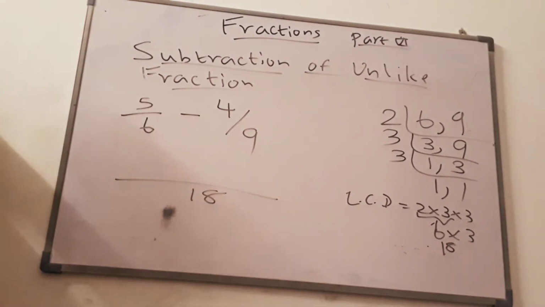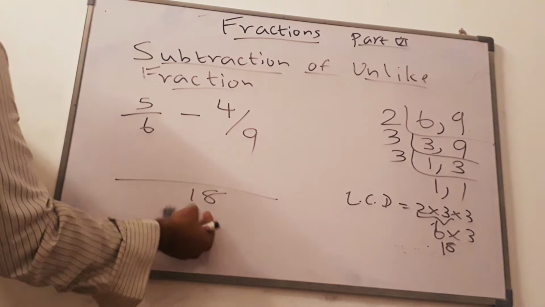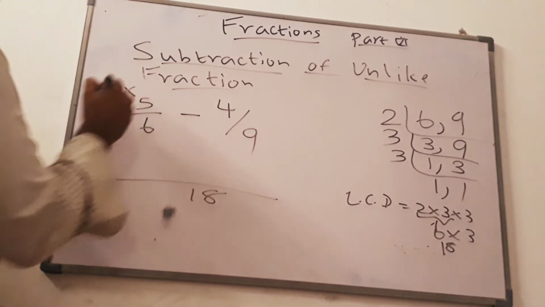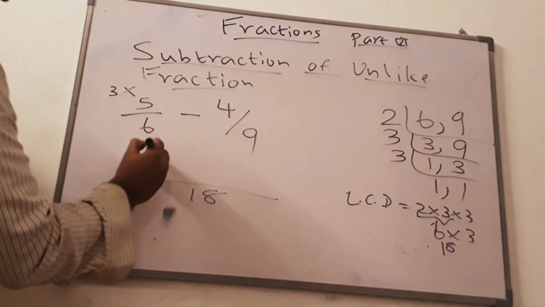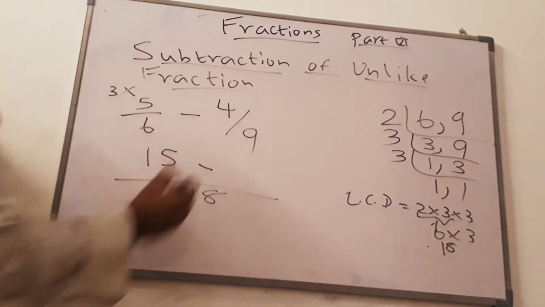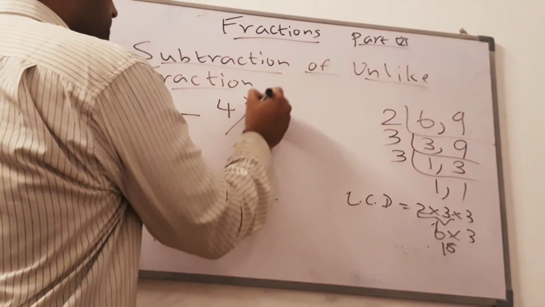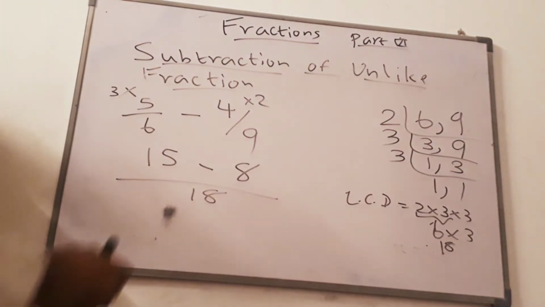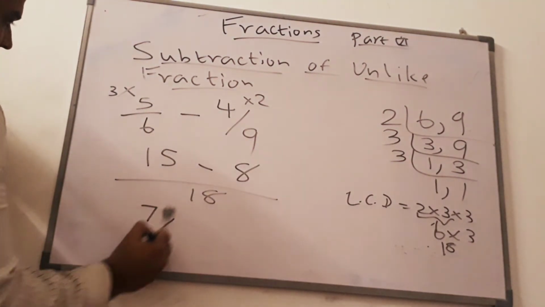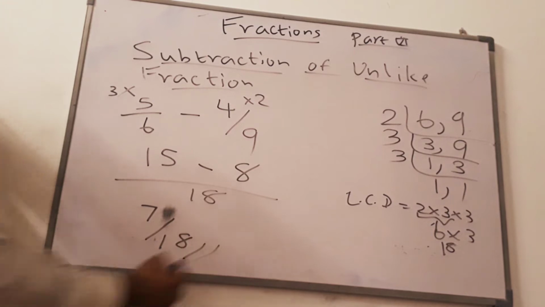How many 6's are there in 18? 3 6's are there in 18. Then multiply this 3 by 5. 5 times 3 is 15. Minus, how many 9's are there in 18? 2 9's. 2 times 4 is 8. So the answer here is 7 out of 18.